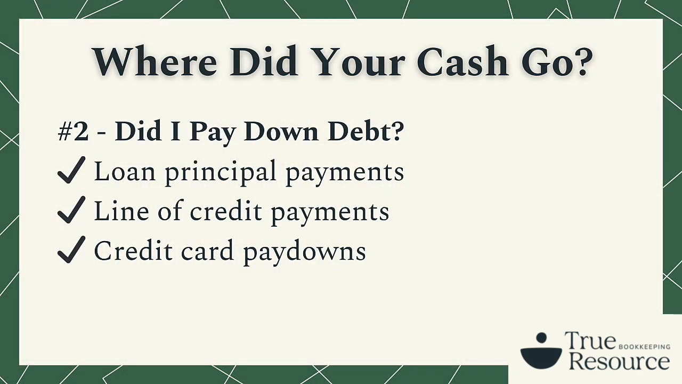Second, ask, did I pay any debt down? So did you have a loan? Did you have a line of credit? Did you have a credit card? The only part of those that will show up on the profit and loss would be interest. Everything else that you paid is just cash coming out of the business going to whoever you're paying back. So that's another example of where your cash could have gone.